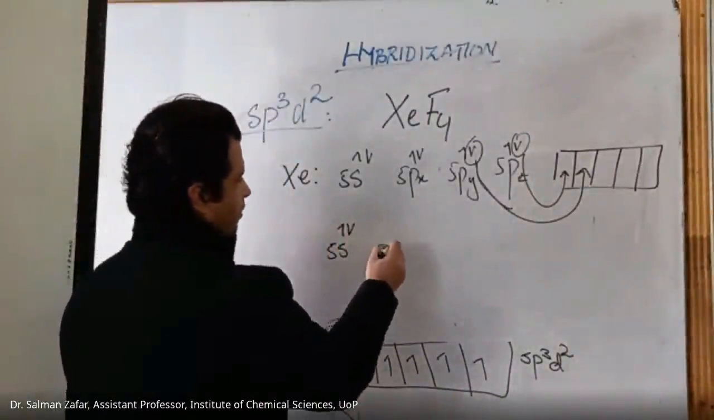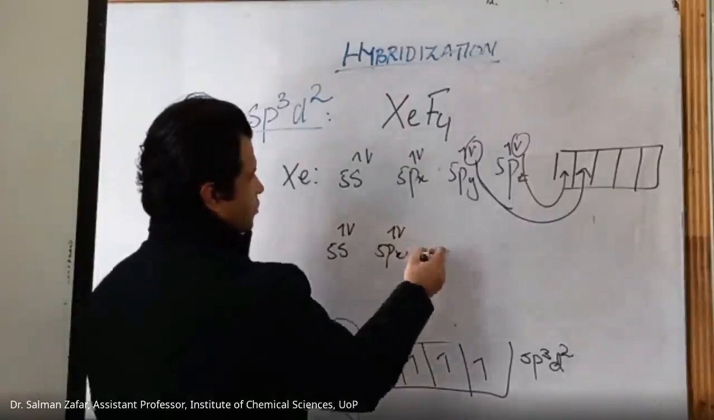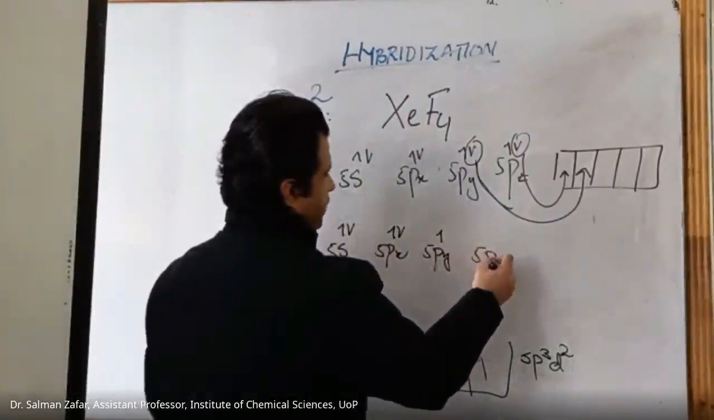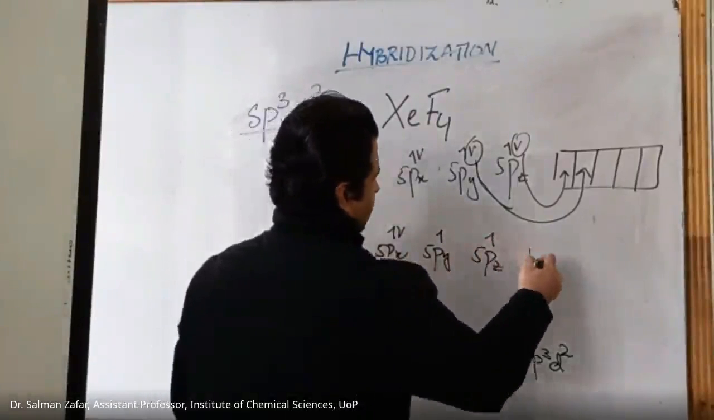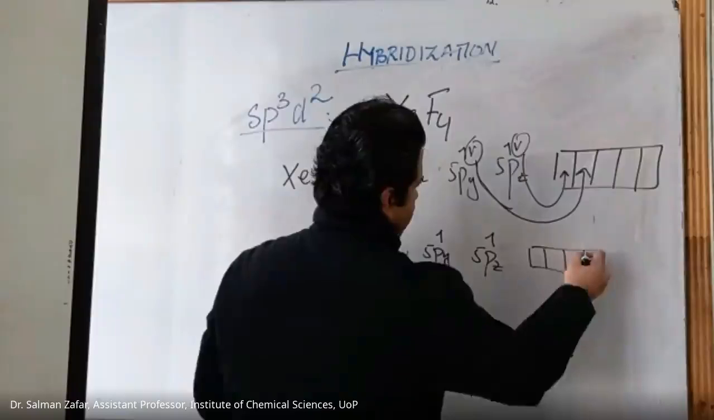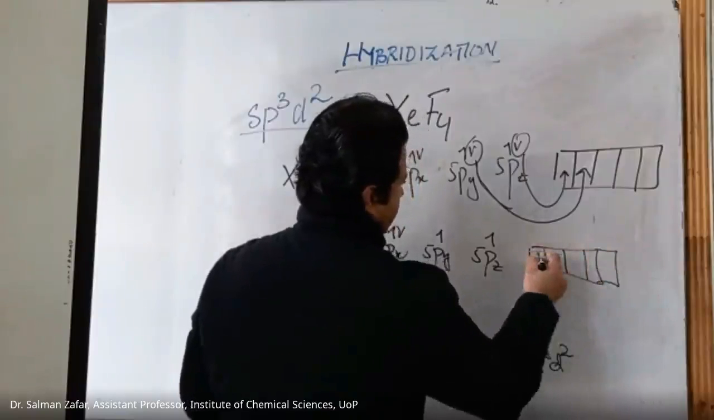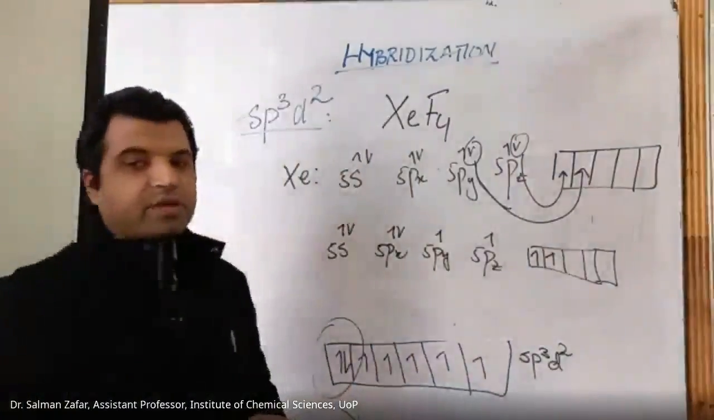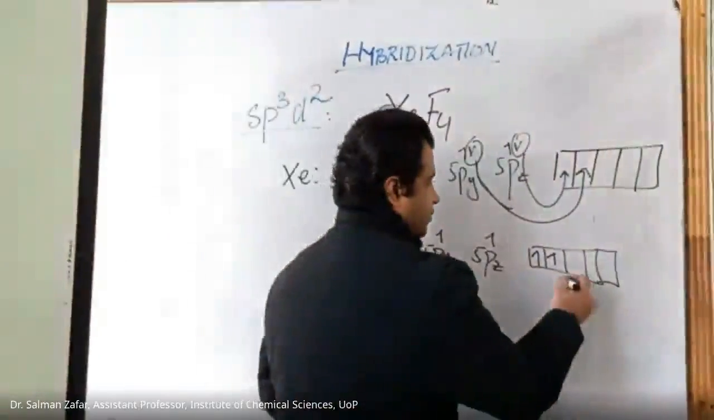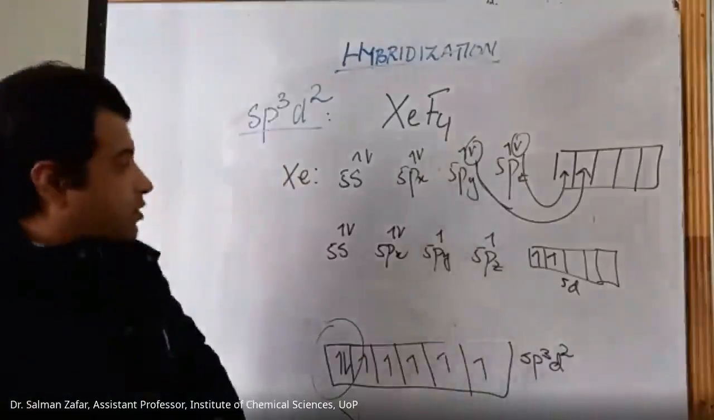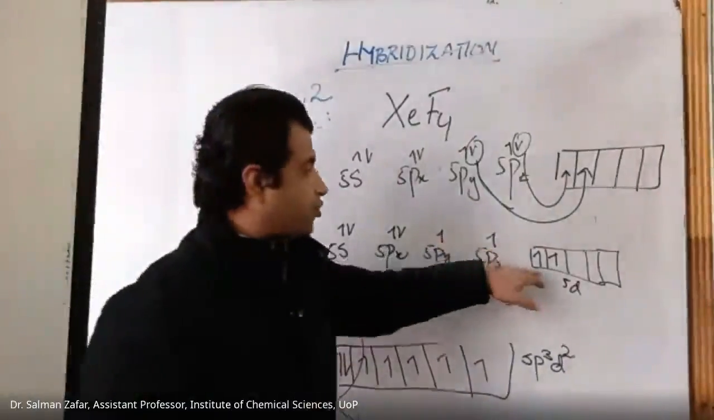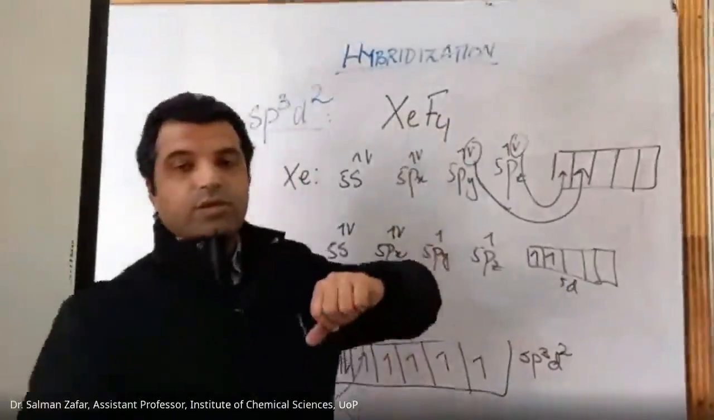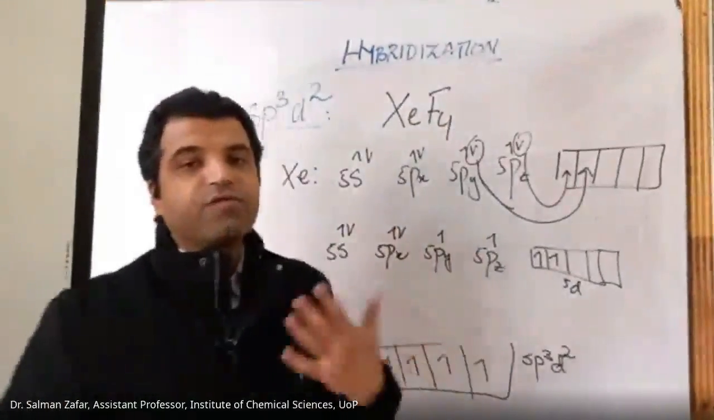So what we have now is 5s2, 5px2, 5py1, 5pz1, and then you have the 5d orbitals with 2 orbitals having single electrons. Right? So now we have how many? 1, 2, 3, 4 unpaired electrons, and xenon is going to accommodate 4 fluorine atoms.